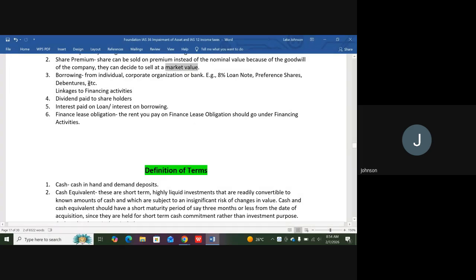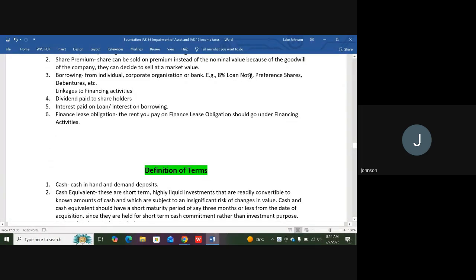So let's look at it now. For individual, corporate organizations, or bank. So you're borrowing money from individual, corporate organizations, or from the bank, e.g., 8% loan note. So you want to go for an 8% loan note. So you issue out a debt instrument, which is called a loan note, to somebody, and you tell the person that, okay, I'm going to use this your money, right? I'm going to use the money for like 1 year. So in exchange, I'll be paying you 8% of that money as interest every month.